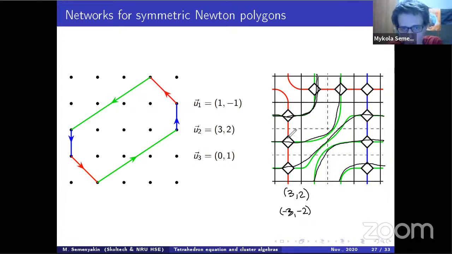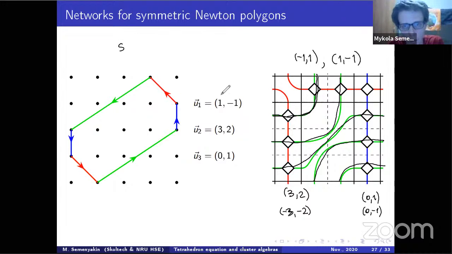Now for the red, it's simple to see that its class is (-1, 1), and I double it by adding the path (1, -1) with the opposite class. And for the blue path, we have (0, 1), and the opposite is (0, -1). And again, the sum of all these vectors is 0 as a vector, and we can construct a unique Newton polygon from them. And this Newton polygon is drawn here.